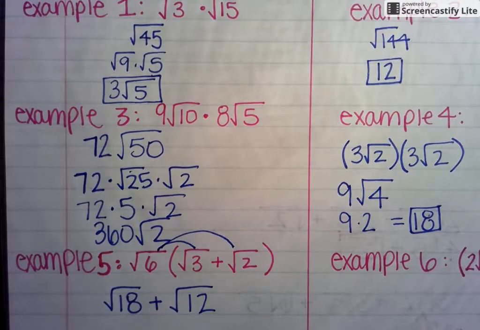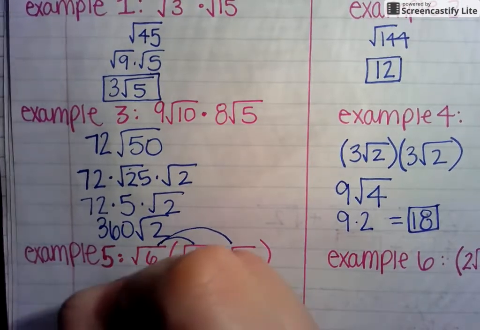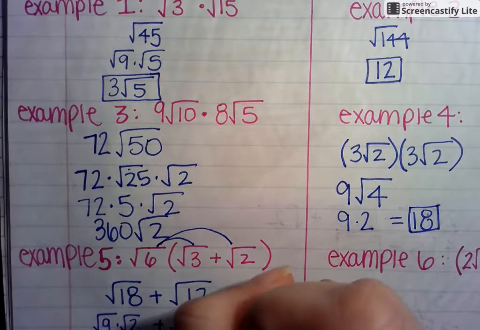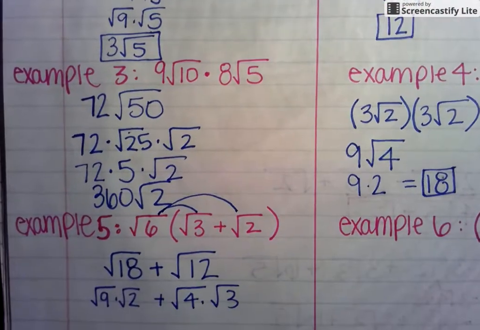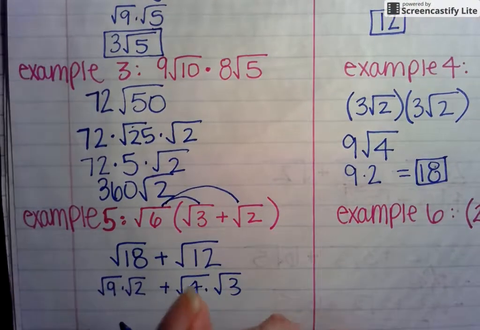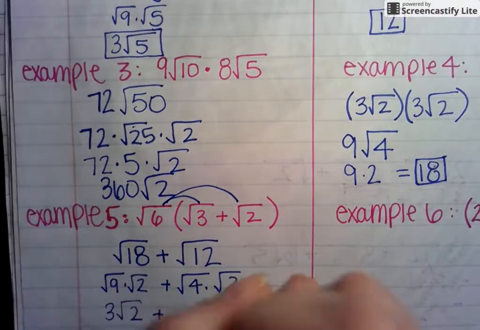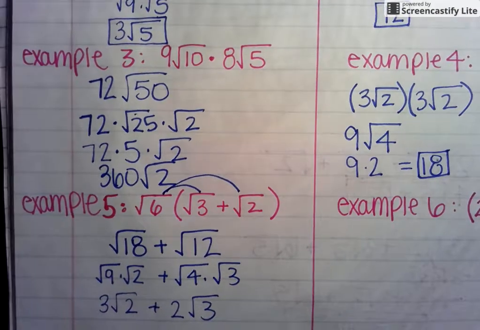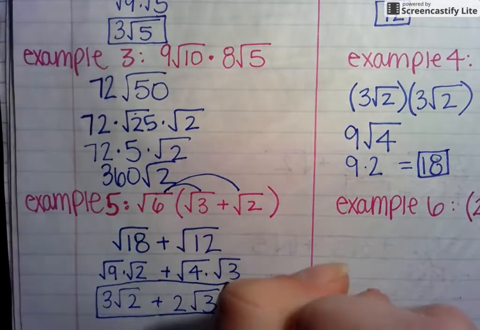Well, I'm not finished yet because now I have to find the greatest perfect square values and see if I can simplify. I can simplify 18, so I have the square root of 9 times the square root of 2 plus the square root of 4 times the square root of 3. So that's for 12. I then am going to simplify, so I have 3 square root 2 plus 2 square root 3. I have to look to see if I can combine like radicals, and I can't, so this is going to be my answer.